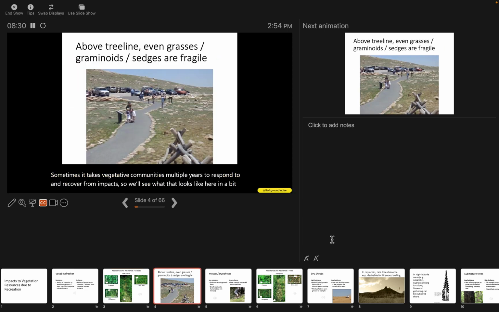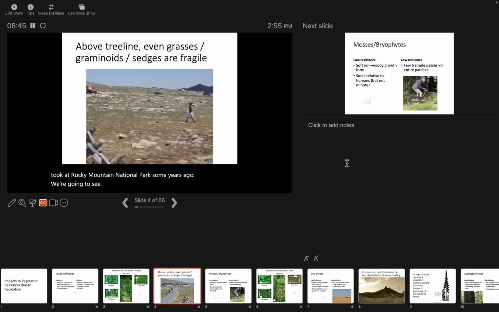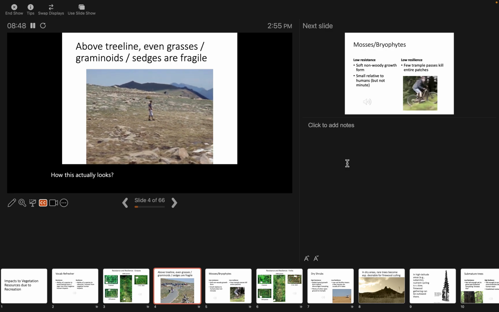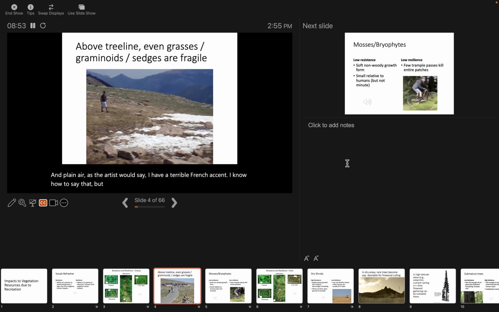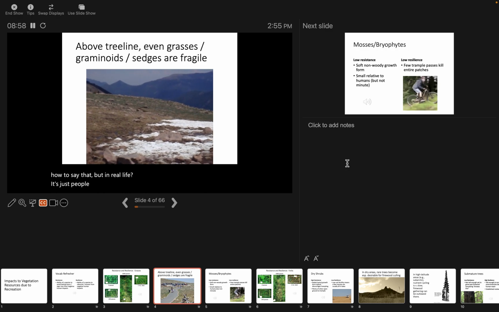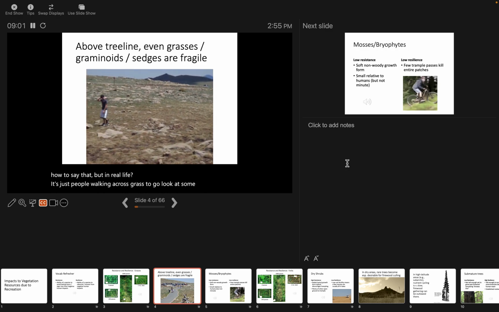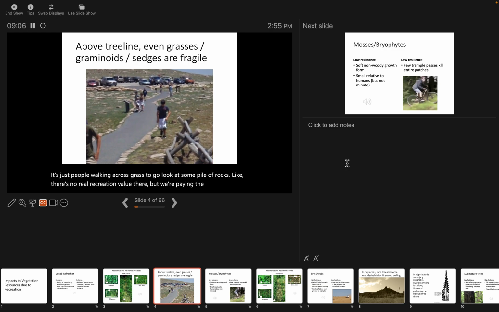All right, so above tree line, in the subalpine zone, this is a video I took at Rocky Mountain National Park some years ago. We're going to see how this actually looks en plein air, as the artist would say. I have a terrible French accent, I don't know how to say that, but like in real life. It's just people walking across grass to go look at some piled up rocks. Like there's no real recreation value there, but we're paying the price tag for impacts.